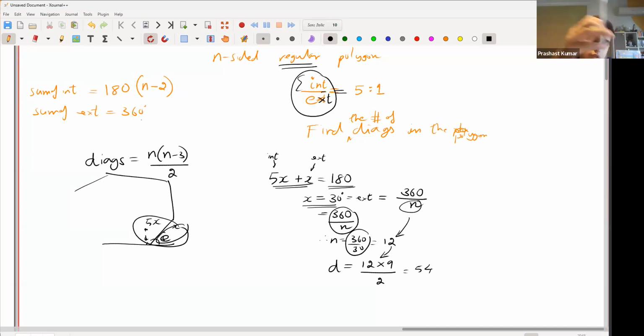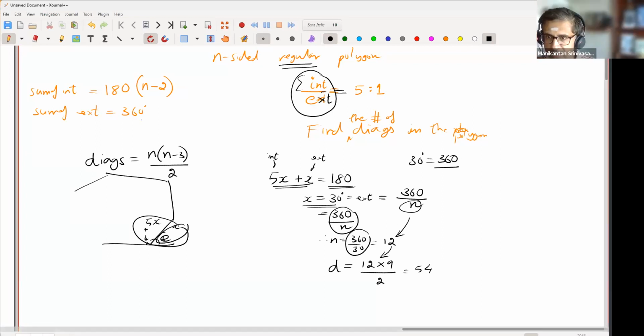Wait, so then we move n to the other side by multiplying it by n. So it's n into 30. Okay, just think of it this way, right? 360 divided by what will give me 30?